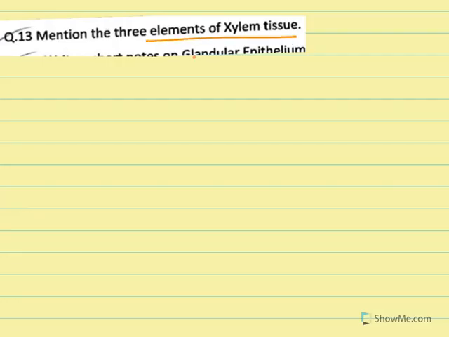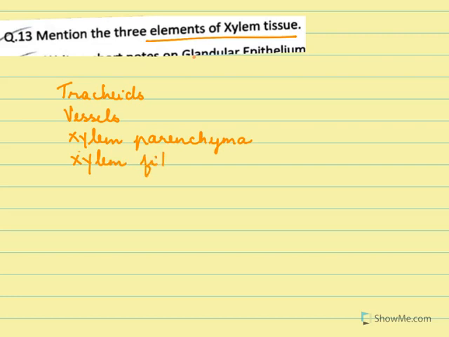Mention the three elements of the xylem tissue. The elements are tracheids, vessels, xylem parenchyma, and xylem fibers. Of these, the tracheids and vessels are very important. They are called the conducting cells. They conduct the water.